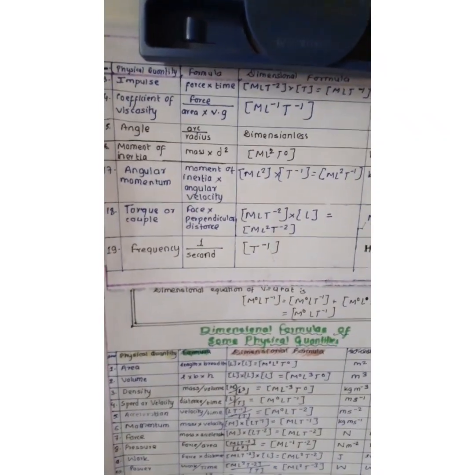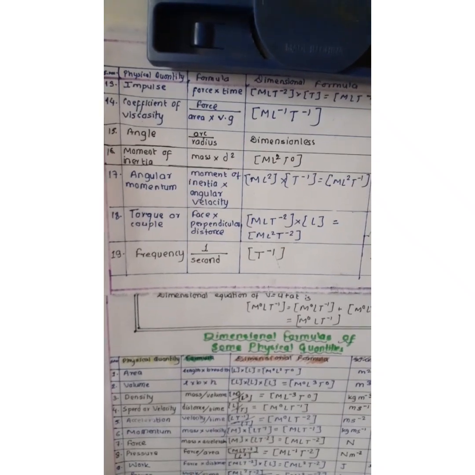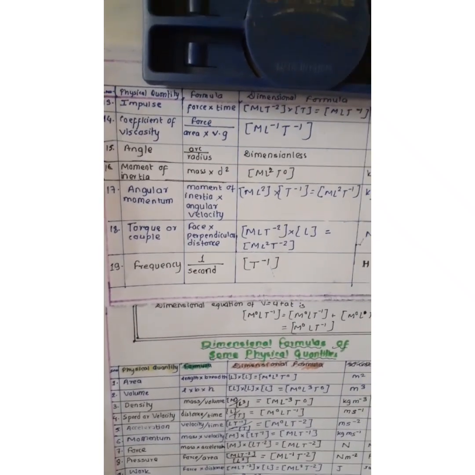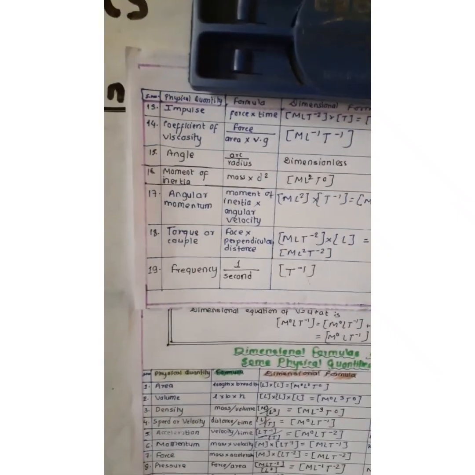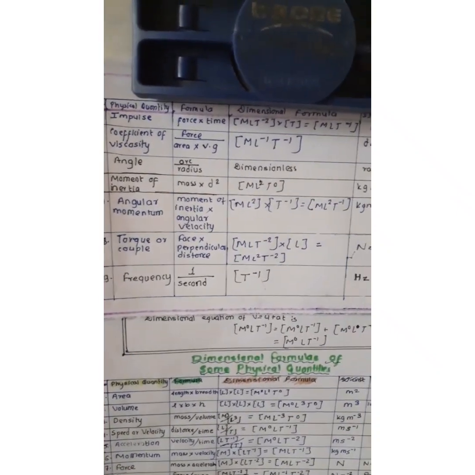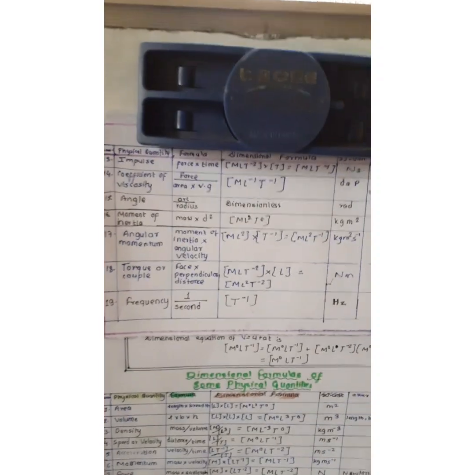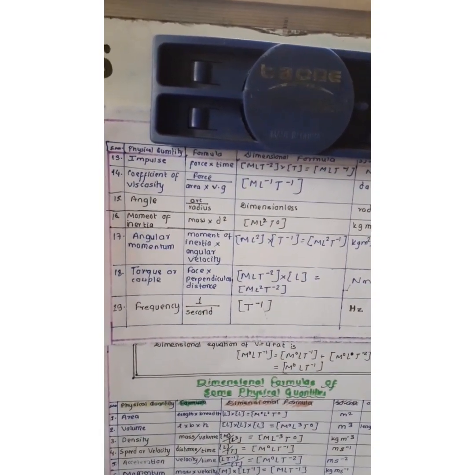And angle means arc upon radius. Please remember that, it is important. Angle means arc upon radius. It is dimensionless. Okay, moment of inertia, mass into distance square, and others. Please look at once and remember.